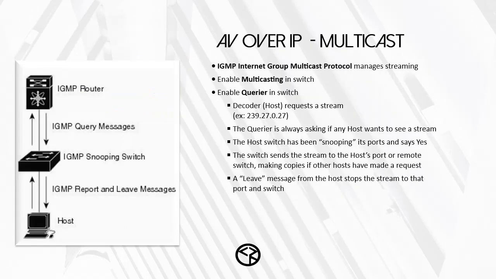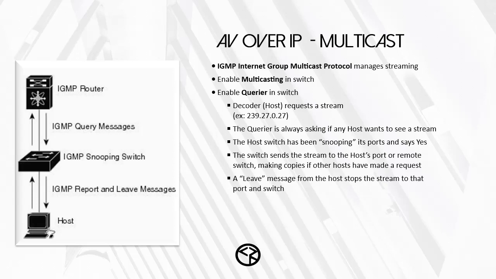In RF, all the streams are sent at the same time over the same cable. Networks need stream management so that we're not streaming all the streams, only the streams that people want to see at that particular time. So the technology behind that is called IGMP, the Internet Group Multicast Protocol, to manage the streams and how they're used. So if you have a multicast switch, you would go to the software and enable multicasting, and then you would enable what's called the querier in the switch. Both need to be there.